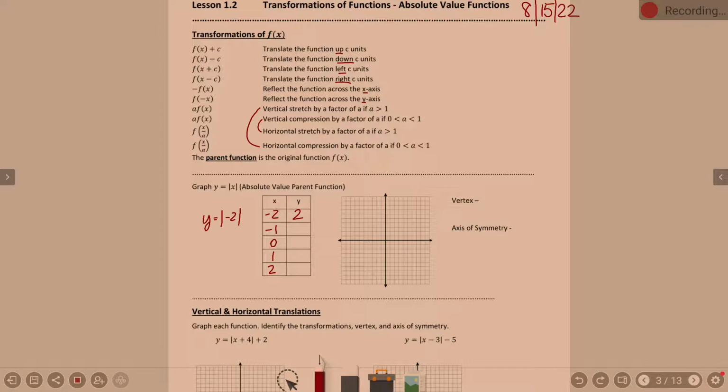What's the absolute value of -1? 1. What's the absolute value of 0? 0. What's the absolute value of 1? Absolute value takes the value inside of it and makes it positive. If it's already positive, it just stays positive. So it's going to be 1. And absolute value of 2 is 2.